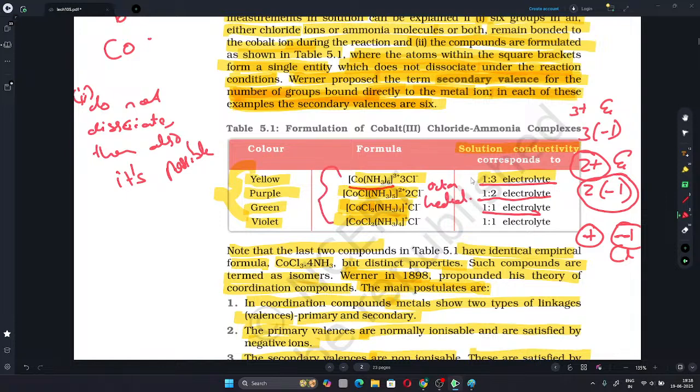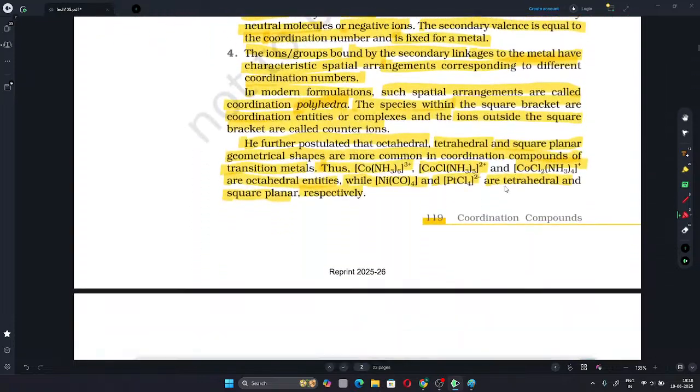All these are octahedral in structure because there are 6 ligands. This octahedral is similar to the octahedral structures we saw in chemical bonding. But in case of Ni(CO)4 and PtCl4, these are tetrahedral. An example of tetrahedral in chemical bonding is CH4, where one carbon is bonded with 4 hydrogens.